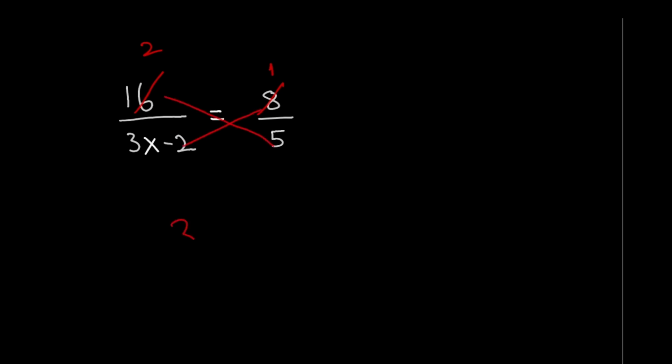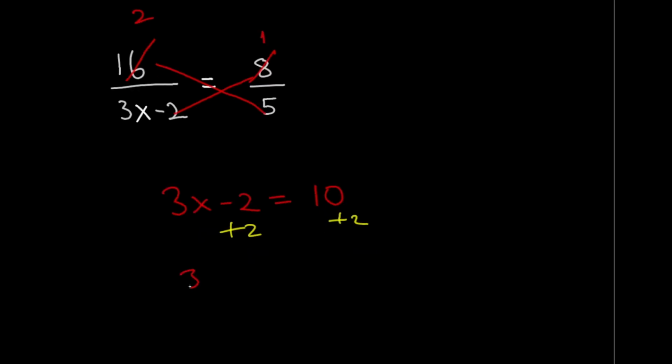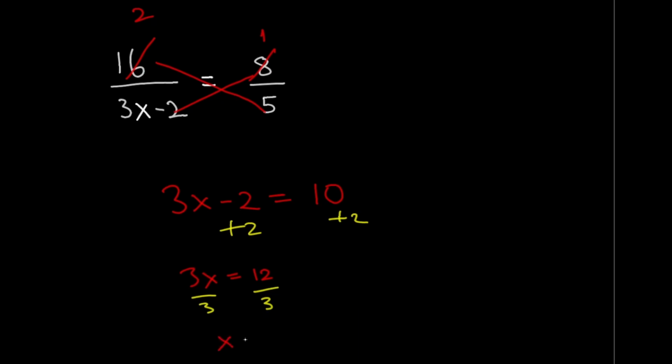So it's 3x minus 2 equals 2 times 5, which is 10. We can add 2 to both sides. We get 3x equals 12. And then we divide both sides by 3, which gives us x equals 4.